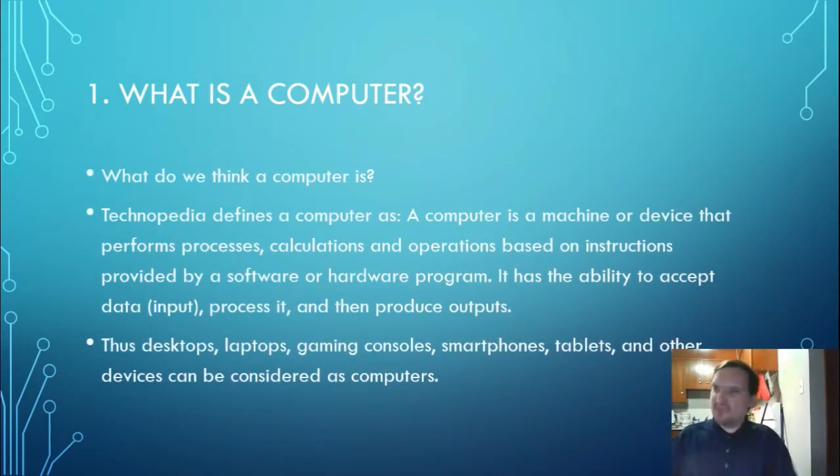Thus, desktops, laptops, gaming consoles, smartphones, tablets, and other devices can be considered computers, including devices in the so-called Internet of Things. Things like smart fridges and smart thermostats, things that you wouldn't consider to be computers, are actually computers because they have a hardware program. They can accept data, which is called input, and they process it and produce an output.